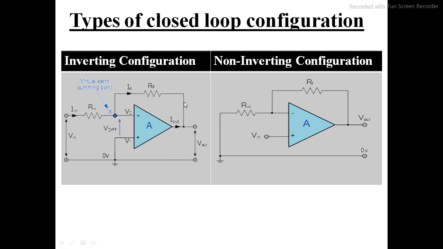In inverting configuration, the input voltage is applied to the inverting terminal, the negative terminal, whereas the positive terminal of the op-amp is grounded. In the non-inverting configuration, the negative terminal, that is the inverting terminal, is grounded, whereas the input is applied to the non-inverting terminal.